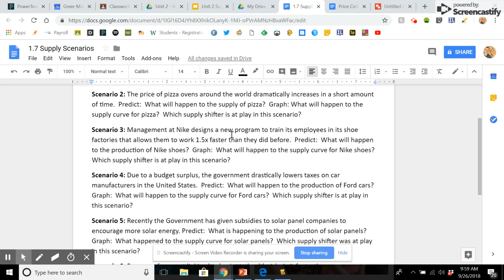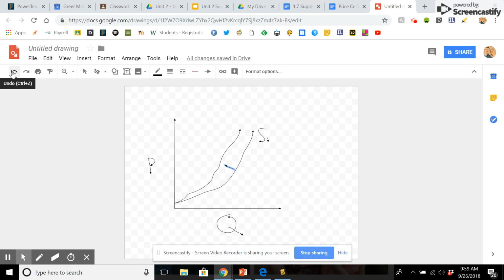Scenario 3 was Nike. A new program to train the employees that allows them to work 1.5 times faster than they did before. What will happen to the production of Nike shoes? Well, I think that's pretty obvious. Production will go up. You'll have an increase in production. Why? What's the supply shifter? Well, it's productivity. You have new productivity. So here's your S1. You'll have an S2 that's out here. Here's your S2, which shows that at the same price, you are now able to supply more.